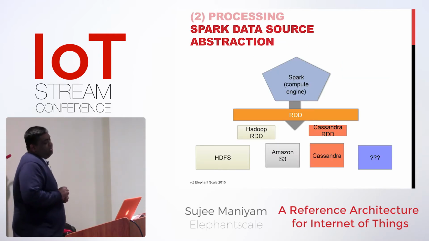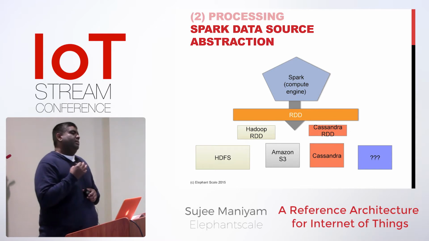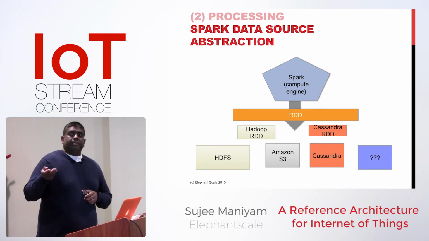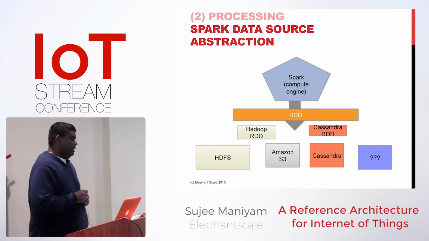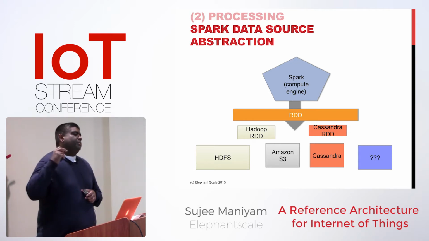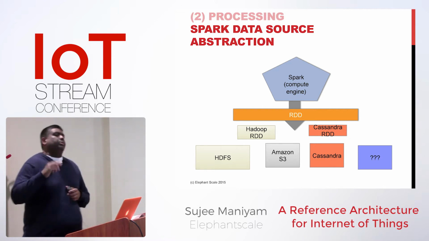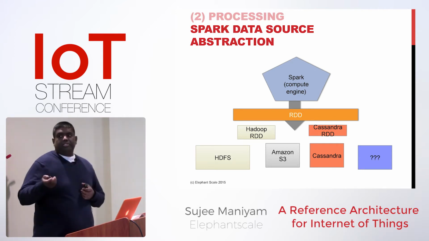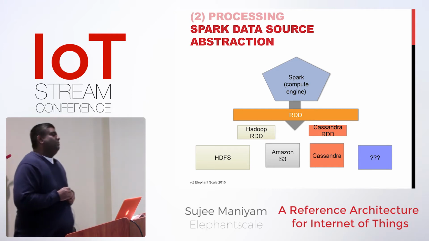Another thing Spark does very nicely is, since Spark is a compute engine, Spark doesn't give you storage. So Spark gives you an abstraction called RDDs. You can read data from any of these sources. So Spark is basically storage agnostic, right? You can read data from HDFS. You can read data from Cassandra. You can do a join and then push the results back to some other storage. So Spark is pretty data agnostic, which is pretty great.